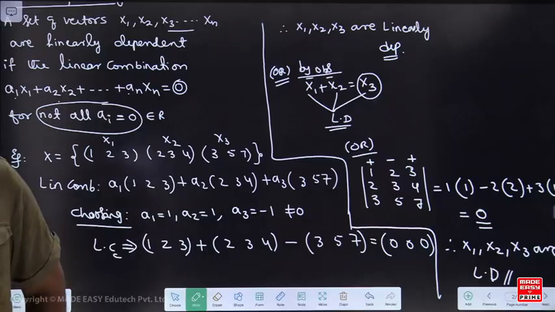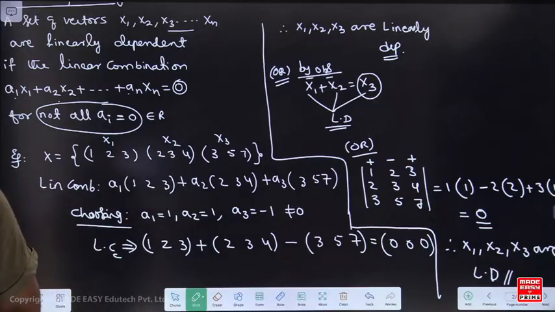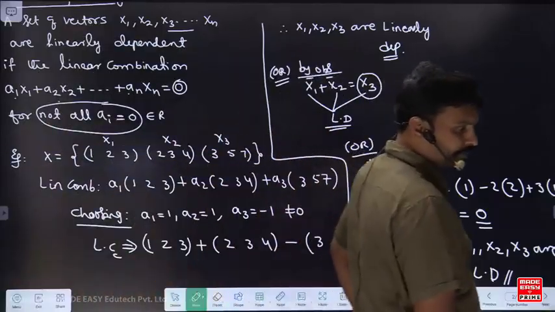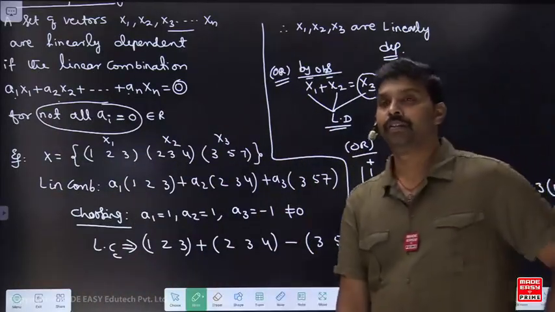Graphical explanation, graphical representation of linear dependency. First understand this, my dear. Okay.